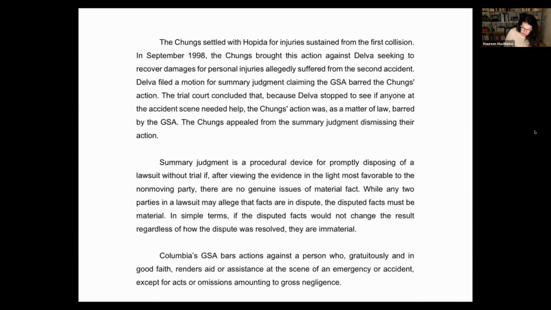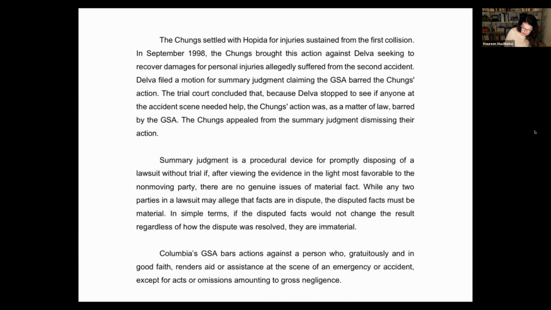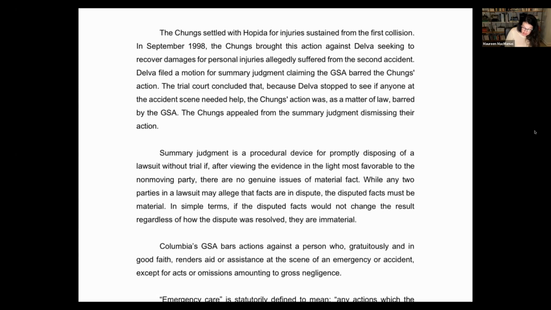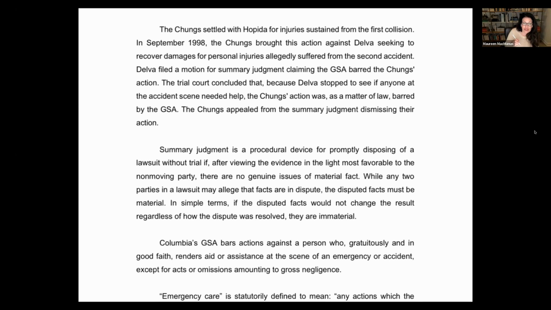So the Chungs settled with Hopita for injuries sustained from the first collision. In September 1998, the Chungs brought this action against Delva, seeking to recover damages for personal injuries allegedly suffered from the second accident. Delva filed a motion for summary judgment claiming the GSA barred the Chungs' action. The trial court concluded that because Delva stopped to see if anyone at the accident scene needed help, the Chungs' action was, as a matter of law, barred by the GSA. The Chungs appealed from the summary judgment dismissing their action.